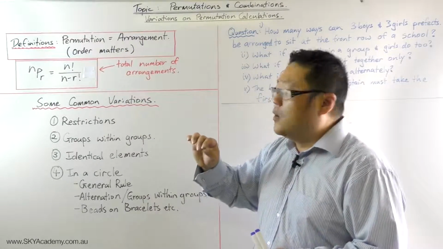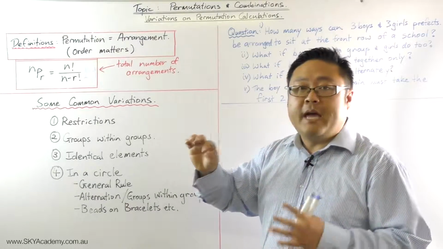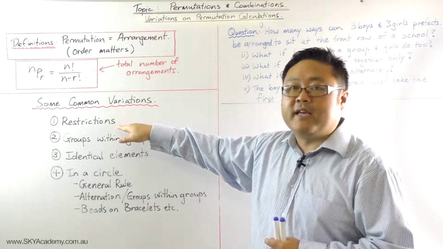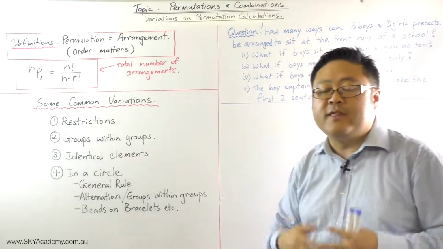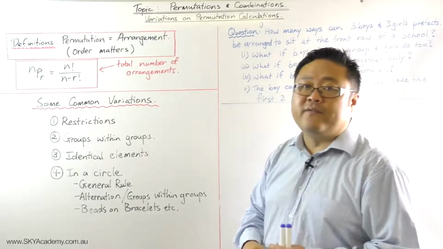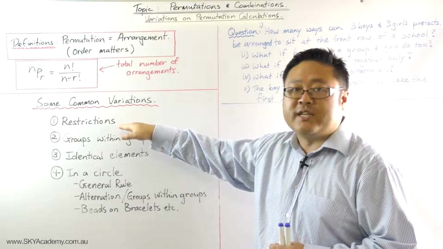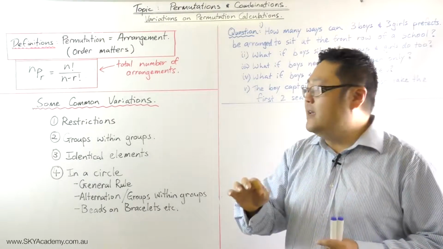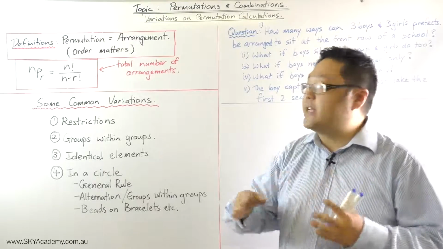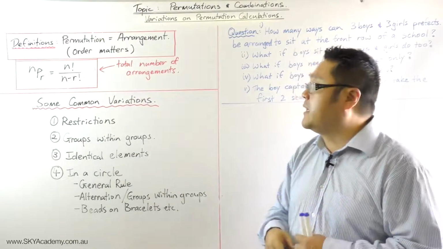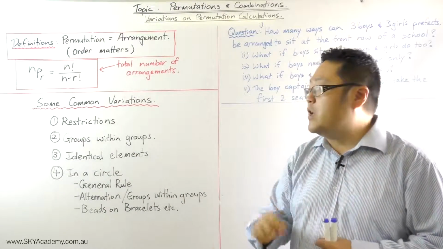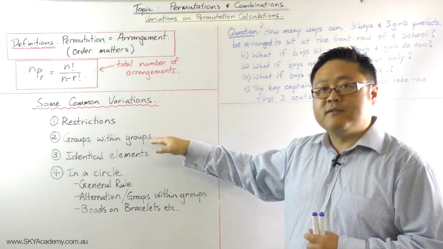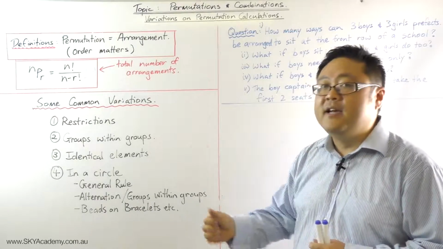And then what we did in the last episode was go through some common variations, and we looked specifically at the first type of variation that I highlighted, and that is the variation of restrictions and how that affects the way we use the formula. The next common variation that affects our use of the formula in calculating different arrangements is groups within groups, right? And the best way to illustrate that is with an example.